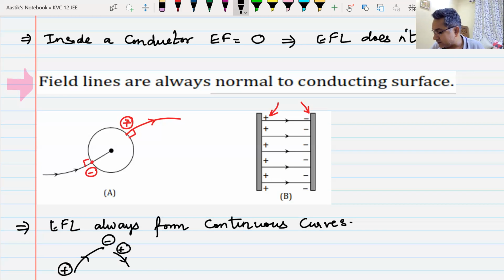Do we understand this? Yes, sir. They have to be continuous. They have to be continuous curves. They cannot end all of a sudden. They cannot emerge out all of a sudden. That cannot happen.